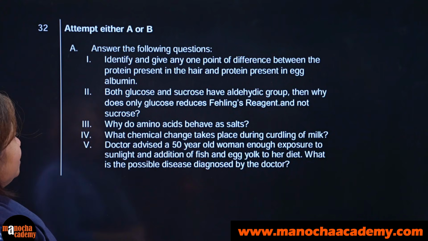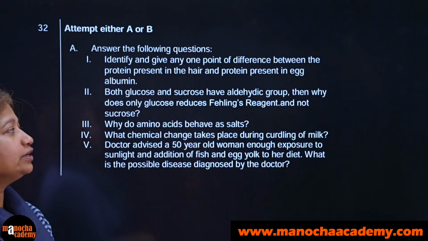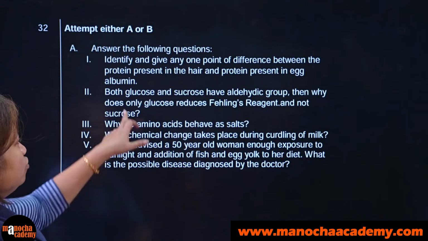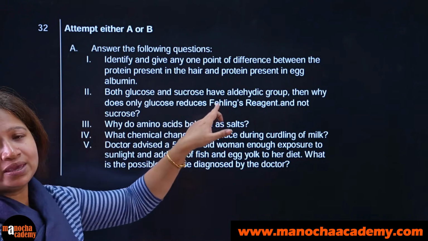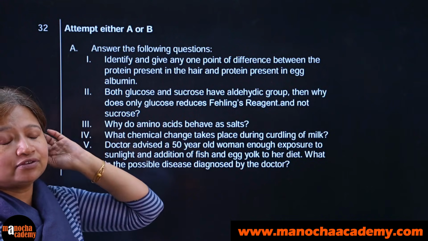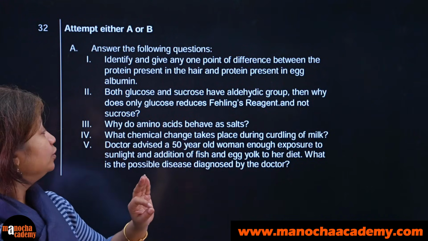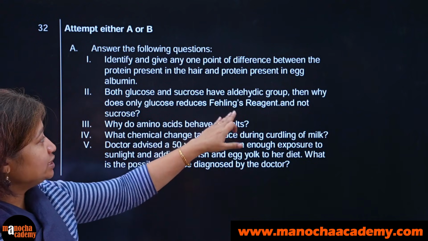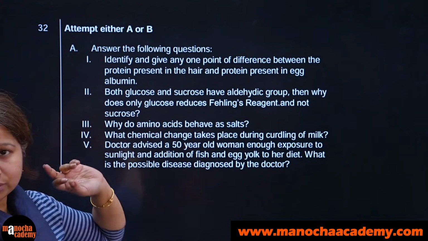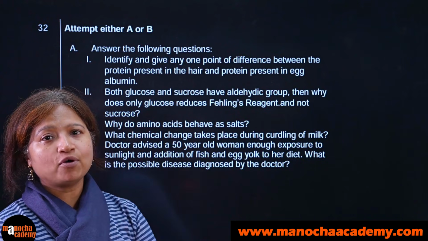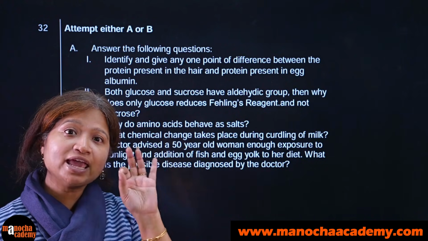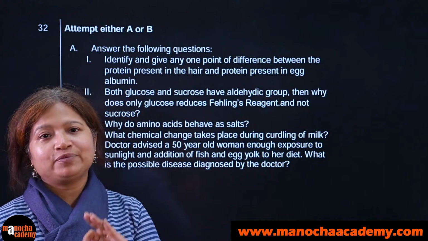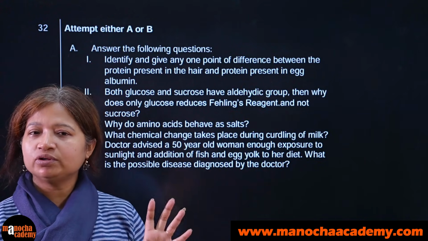Acha. Both glucose and sucrose have aldehydic group. Then why does only glucose reduce Fehling's reagent and not sucrose? So here the key answer, you can write a lot of things, but the key answer you're going to write is that in glucose, the free CHO group is available. So it reduces this, whereas in sucrose, due to the formation of the glycosidic bond, the free CHO group is not available. The free CHO group present or absent, that's the vital part of the answer. That is what they mainly ask you.